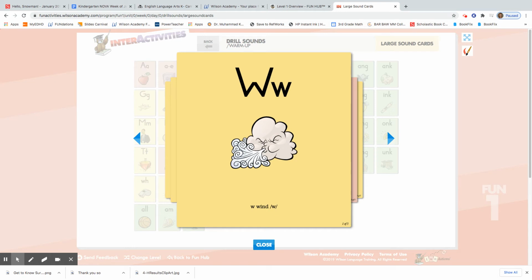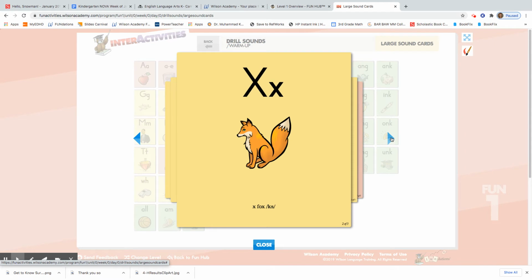All right, boys and girls, we are going to review some of our letters, keyword, picture cards from last week, and then we are going to learn our three new letters of the week. W, wind, w. X, fox, x.